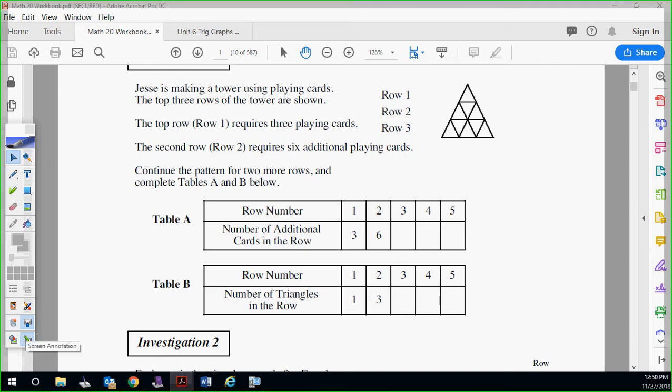So the top row, we have 1, 2, 3. Row 2, I'll change color so we can see it: 1, 2, 3, 4, 5, 6. We don't count that top card again. And the third row, we have 1, 2, 3, 4, 5, 6, 7, 8, 9. So we get an idea that the pattern is growing by 3.